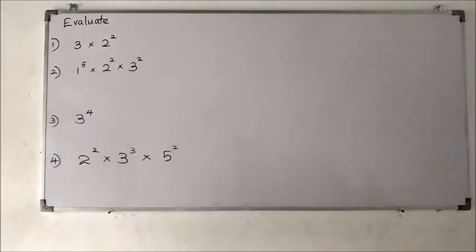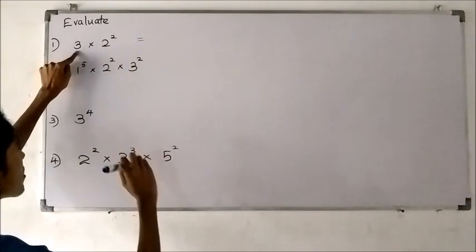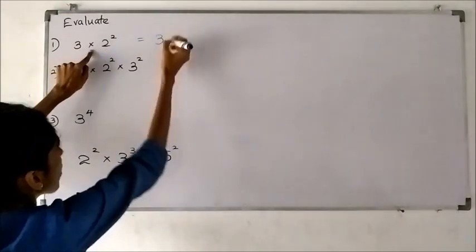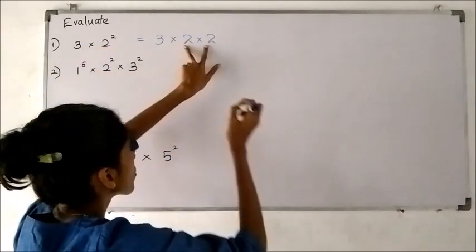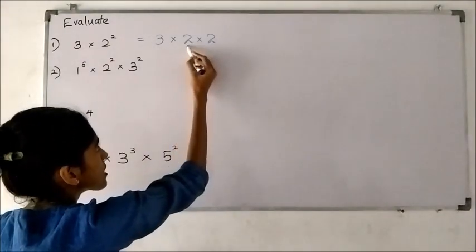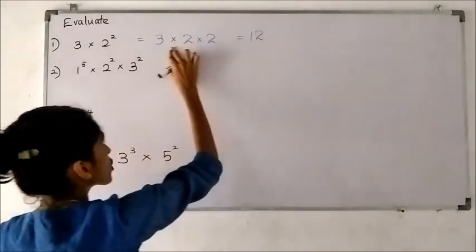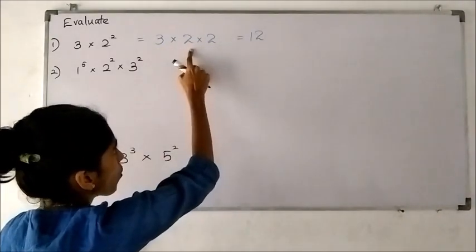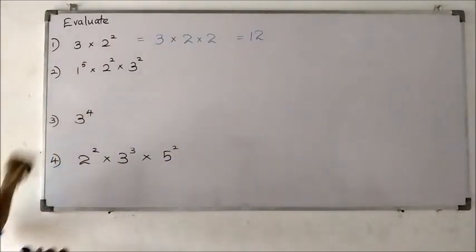See the first example. 3 multiplied by 2 squared. 3 is written only once, so we will also write it only once. Then after putting the multiplication mark, 2 to the power 2 means 2 multiply 2. 2 should be written 2 times. Now we can multiply this. 3 times 2 is 6. 6 times 2 is 12. As you wish, you can multiply to the other side also. 2 times 2 is 4. 4 times 3 is 12. Any method is correct.